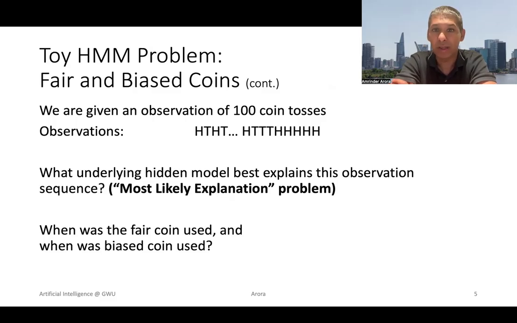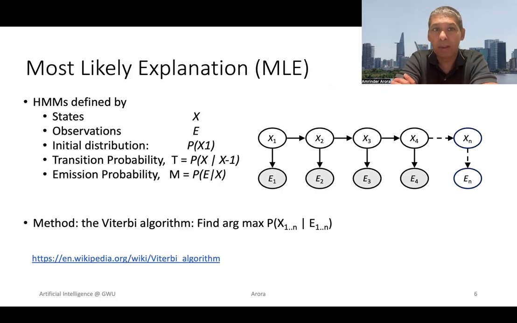That's referred to as the most likely explanation problem. So in other words, we're trying to determine when the fair coin was used and when the biased coin was used, and that really is the HMM MLE problem. Formally, we would say that we're given the states, the observations, the initial distribution, the transition probability, and the emission probability. Now we want to identify the states X, the hidden layer, that best explains the emissions 1 through n that are given to us. And it's the famous Viterbi algorithm, so you can find many references for it as well.